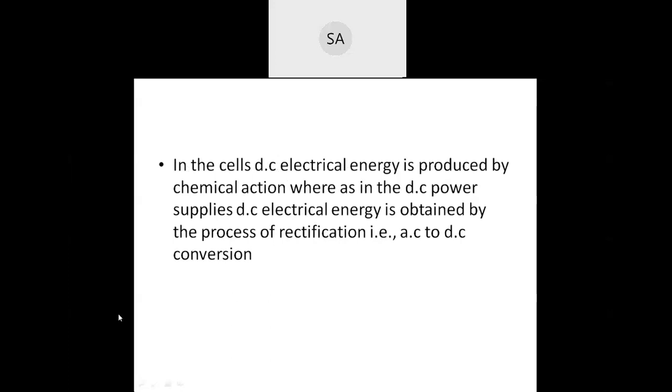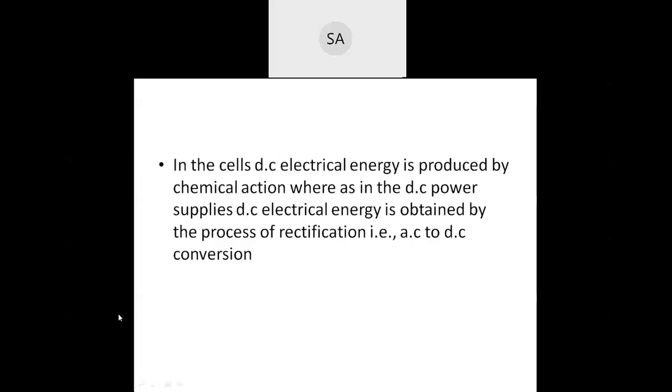In the cells, DC electrical energy is produced by chemical action. Whereas in the DC power supplies, DC electrical energy is obtained by the process of rectification. That is, the AC signal is converted into DC.